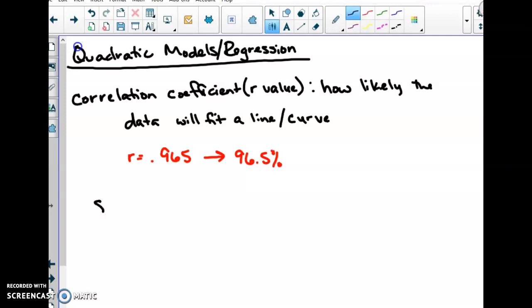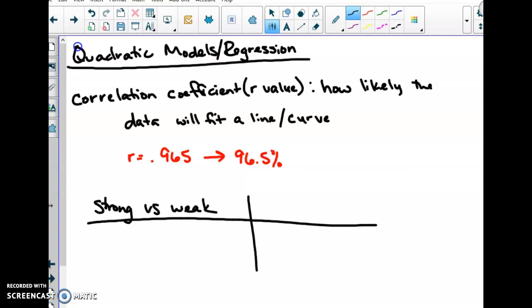Okay, now a strong correlation is going to be represented in terms of 50% or higher. So let's say R is greater than or equal to 50%. Obviously, you could have 100%, but you can't have over 100%. For a weak correlation, this is going to be less than 50%.